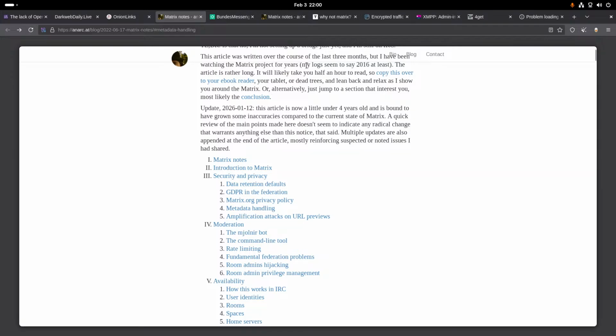Update 2026. This article is now a little under 4 years old and is bound to have grown some inaccuracies compared to the current state of Matrix. A quick review of the main points made here doesn't seem to indicate any radical change that warrants anything else in this notice. That said, multiple updates are also appended at the end of the article, mostly reinforcing suspicious or noticed issues that have been raised.